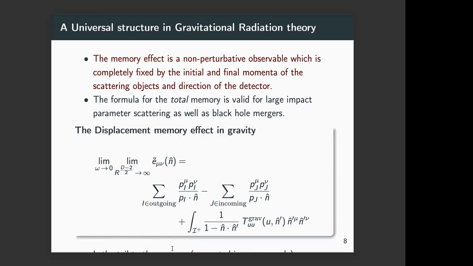But in general, of course, in a collision where significant gravitational radiation is also emitted, like in black hole mergers, we get what is called a displacement memory, which is a sum of the linear memory and a non-linear memory. Just for completeness, I've written down this formula here, where the second term is the contribution of the gravitational radiation itself to the memory, which was computed by Christodoulou.